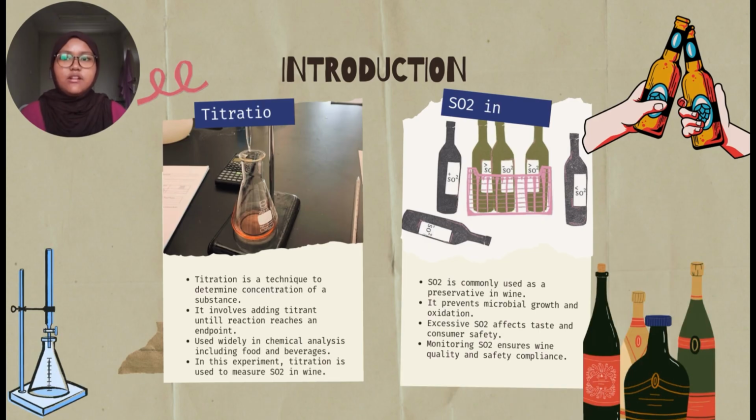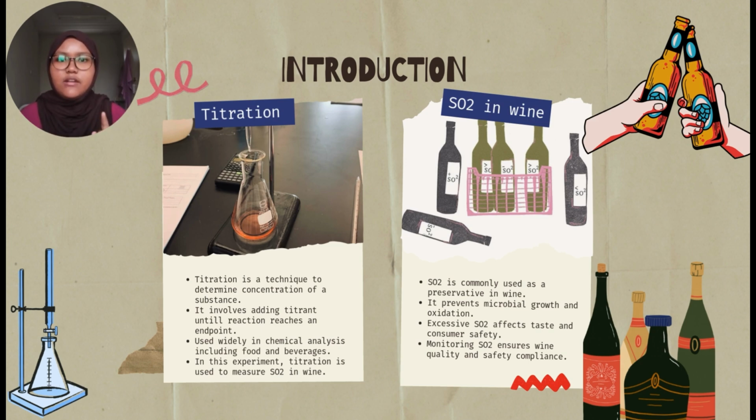Okay, next is introduction of titration and SO2 in wine. Titration is a laboratory method used to find out the concentration of a substance in a solution. It involves adding a standard solution called the titrant, drop by drop until a reaction is complete. This point is called the endpoint. In this experiment, we use titration to measure the amount of sulfur dioxide in wine accurately.